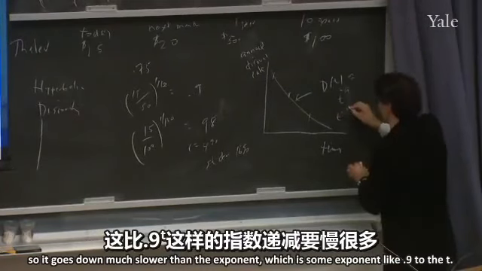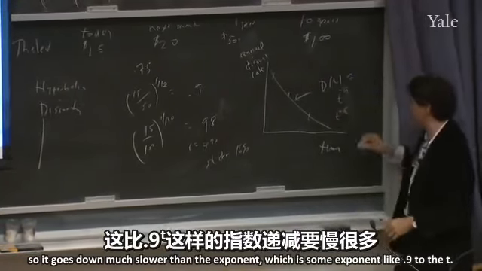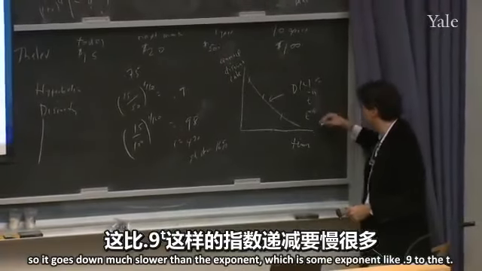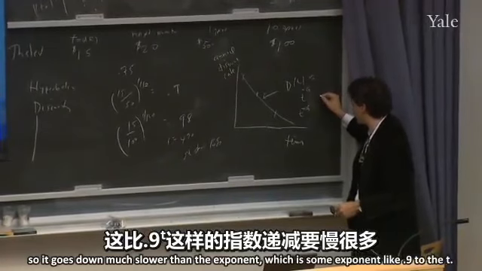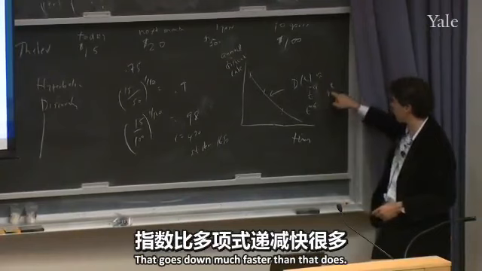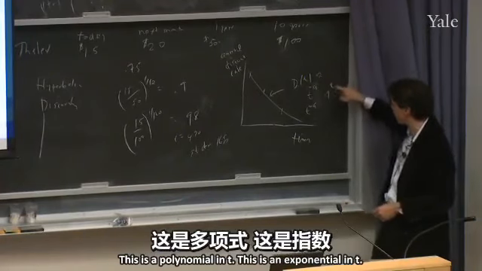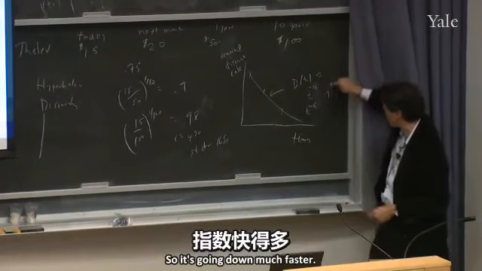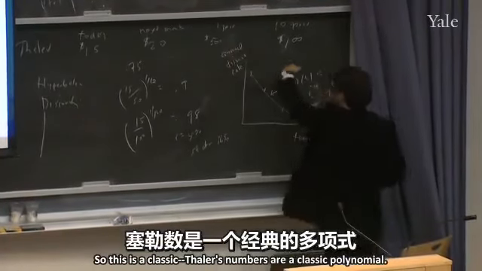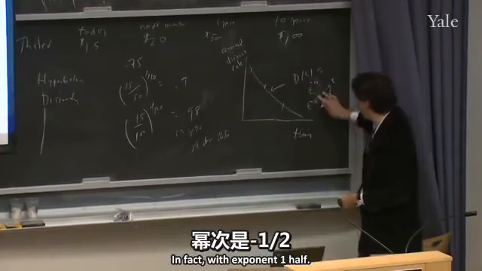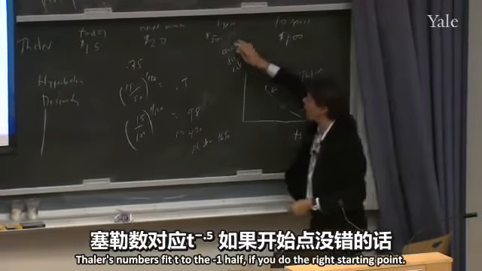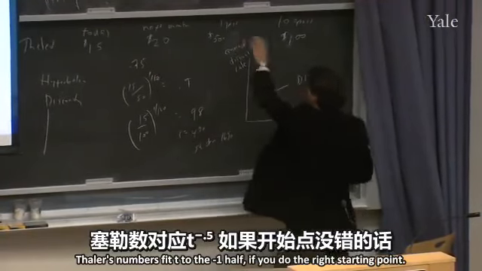So it goes down much slower than the exponential, some exponent like 0.9 to the t. That goes down much faster than this does. This is a polynomial in t. This is an exponential in t. So the exponential is going down much faster. So Thaler's numbers are a classic polynomial, in fact with exponent a half. Thaler's numbers fit t to the minus a half if you do the right starting point.